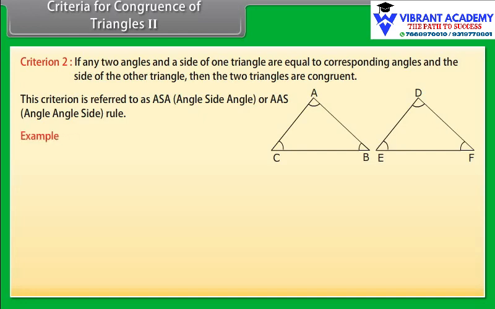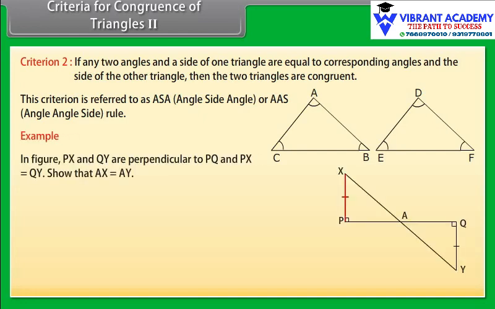Let's solve an example now. In the figure, PX and QY are perpendicular to PQ and PX is equal to QY. Show that AX is equal to AY.